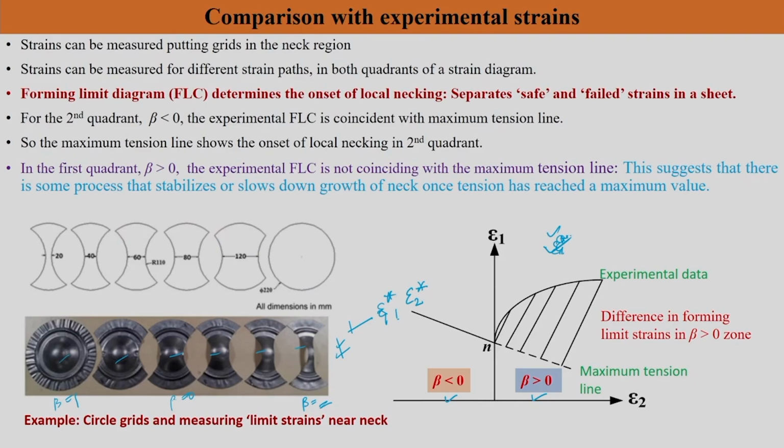So this kind of data points can be compared from experiments as well as from the maximum tension line, and that will lead to something called the forming limit diagram or forming limit curve. It's called the forming limit curve, FLC. It will tell you the onset of local necking, which means, as I told in the previous diagram, it will separate safe and failed strains in a sheet.